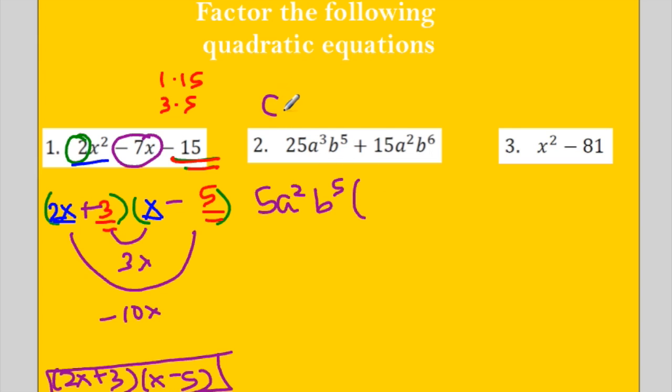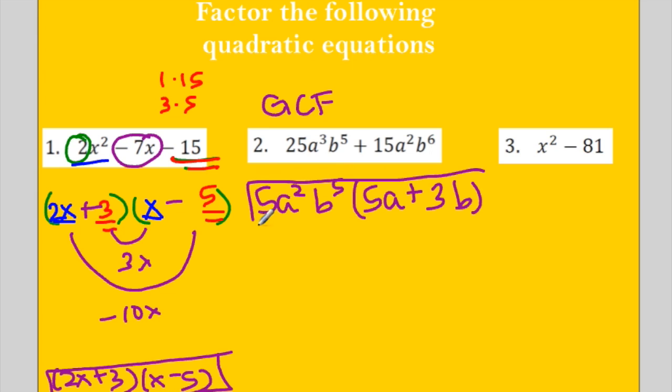Okay, so remember this is our GCF problem, greatest common factor. So 25 divided by 5 is 5. A to the third divided by a squared gives me a. B to the fifth divided by b to the fifth is 1, so I don't need to add anything. So plus, moving on to this piece, 15 divided by 5 is 3. A squared divided by a squared is 1, so there is not going to be an a. B to the sixth divided by b to the fifth gives you b. So there is my solution for number 2.